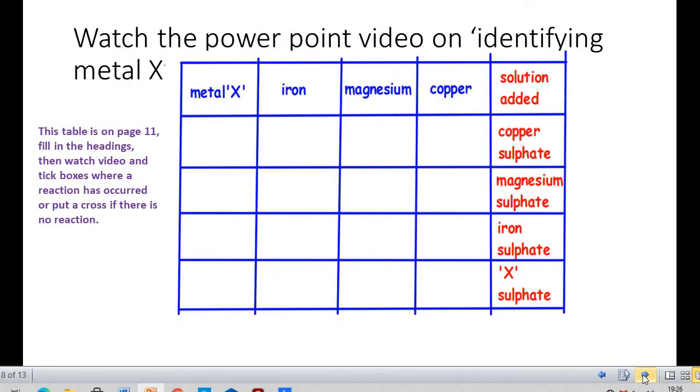So you watch the PowerPoint video on identifying metal X, and you've got a table on page 11 that is blank, so if you can fill it in as I've done there, and then as you go through the video, you tick the boxes where a reaction has occurred and put a cross if there's no reaction. So you need to come out of this voiceover now and go on to the PowerPoint video on identifying metal X and fill that out, and then come back to this.